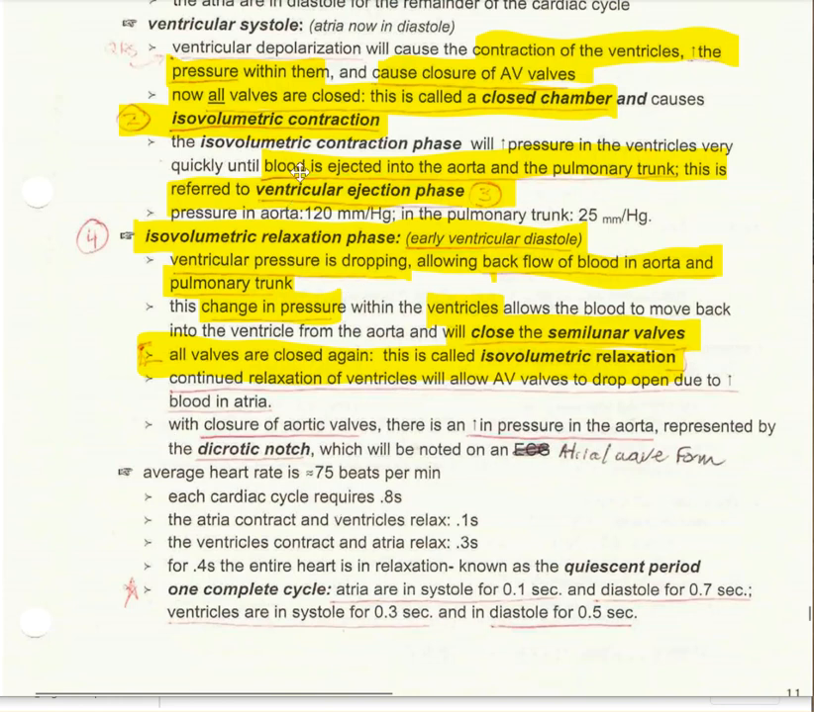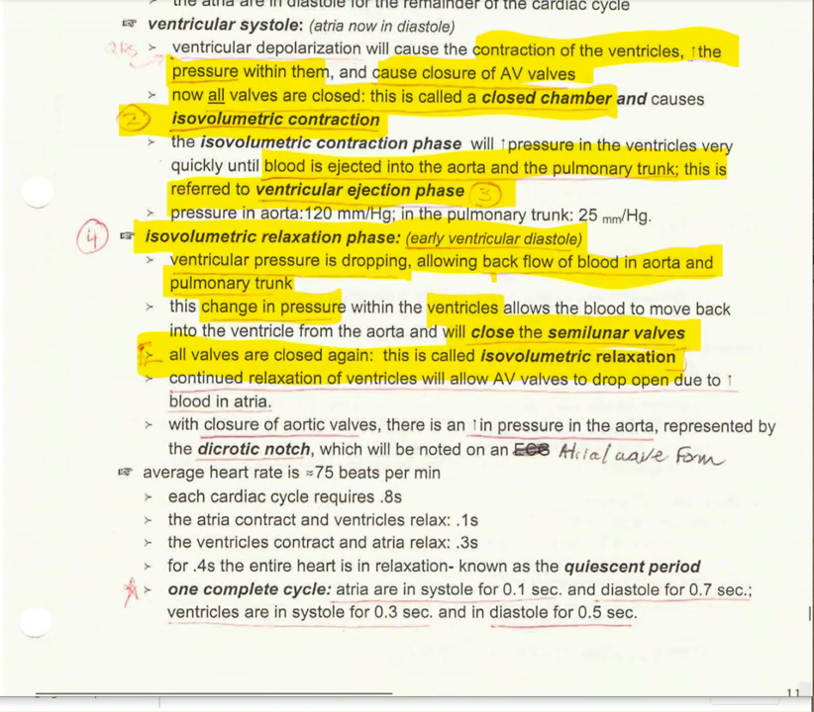Up here, we had isovolumetric contraction, and at that point, we were starting to contract the ventricle, but for a brief period, no blood was leaving the ventricle and no blood was coming into the ventricle because all the valves were closed. Okay?